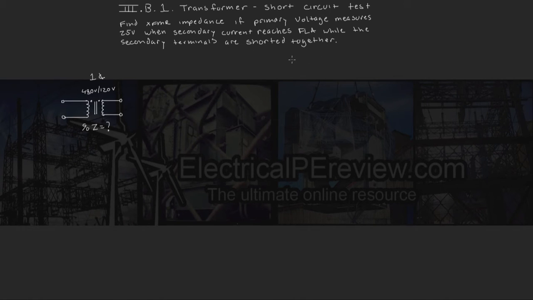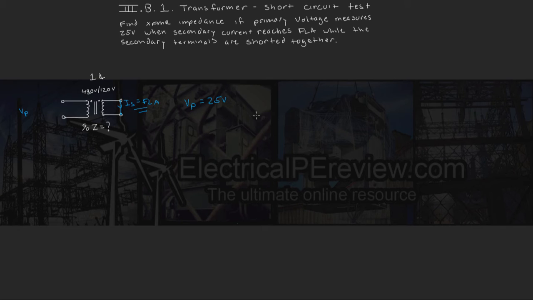So this is a basic short circuit test which involves shorting the secondary windings of the transformer and measuring VP, our primary voltage, when our secondary current equals its rated full load amps. So we know that when this occurs, our primary voltage is measured at 25 volts.